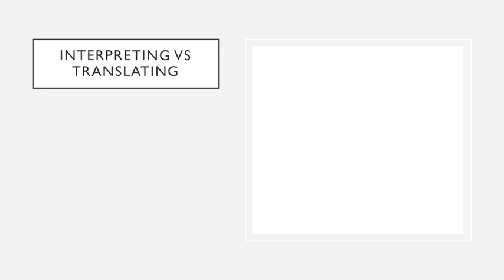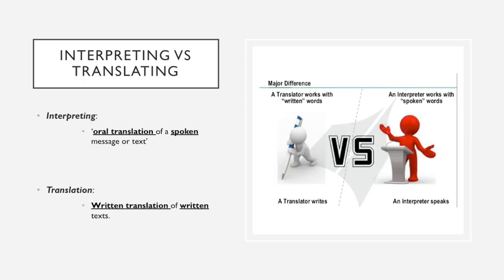Let's talk about the differences between interpreting and translating. We have interpreting as oral translation of a spoken message or text. Here, guys, I want you to focus on the underlined parts. Translation, on the other hand, is written translation of a written text or of written texts. As you can see here, we have an image that shows the main differences between translator and interpreter, where a translator works with written words and an interpreter works with spoken words. Translator writes while interpreter speaks.